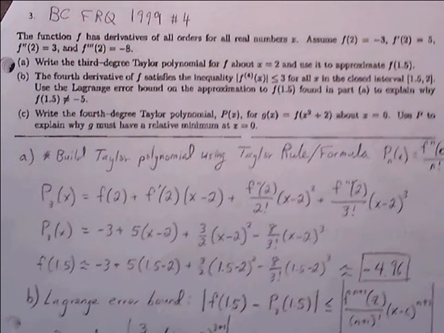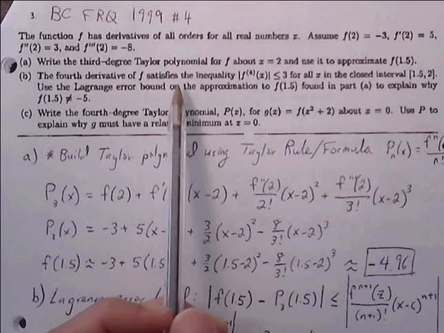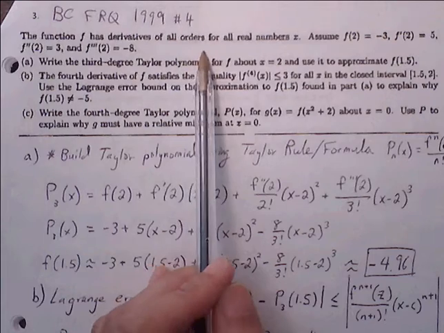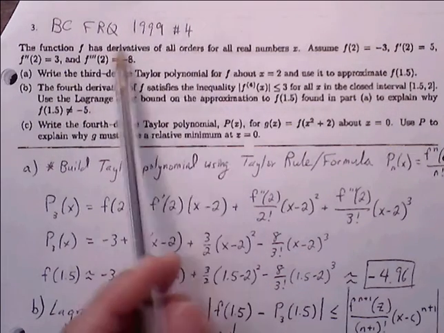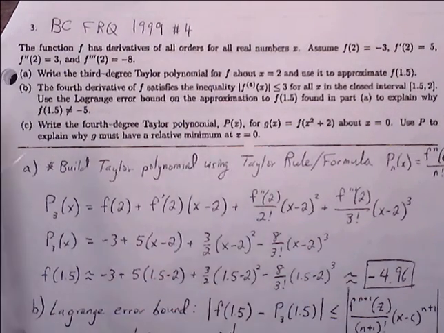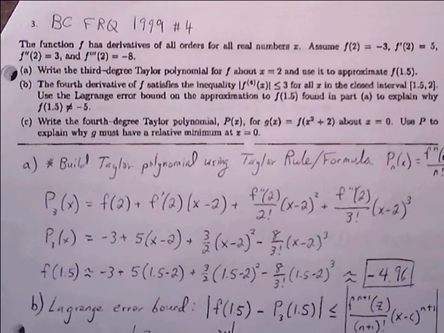We're continuing with the BC FRQ worksheet on Taylor series. This is worksheet number 2. We're looking at number 3 and 4 in this video.